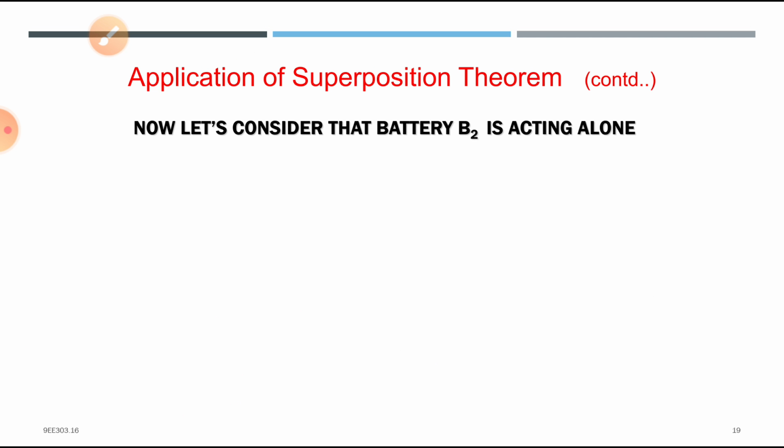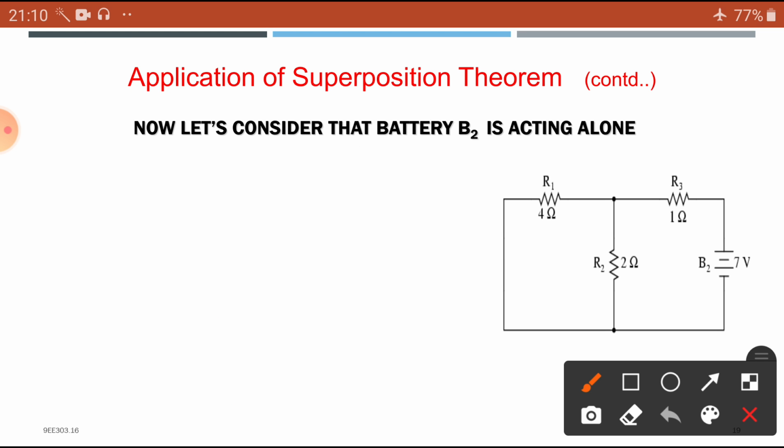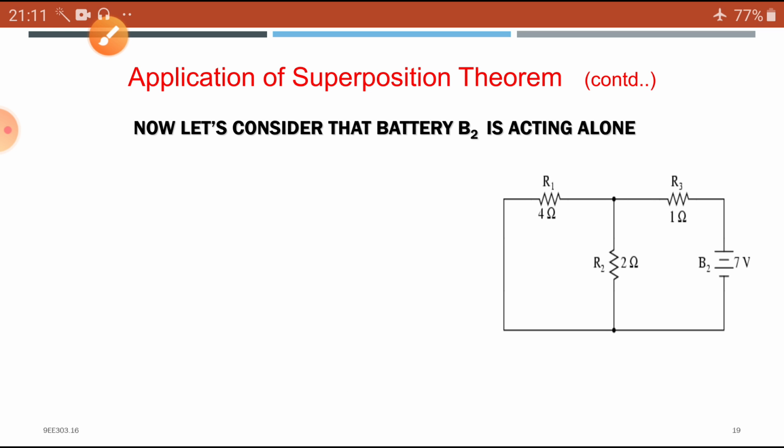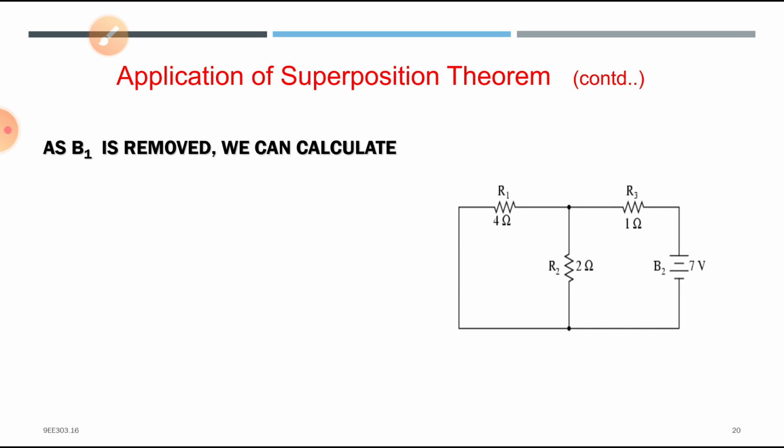Now coming to the case where B1 is replaced with its internal resistance. Consider battery 2 now. Now you can see what you observed. Here B1 is replaced by its internal resistance, shorted, and then you are going to get it. So replace the battery B1 with the internal resistance, short it, and then calculate all the values similarly.